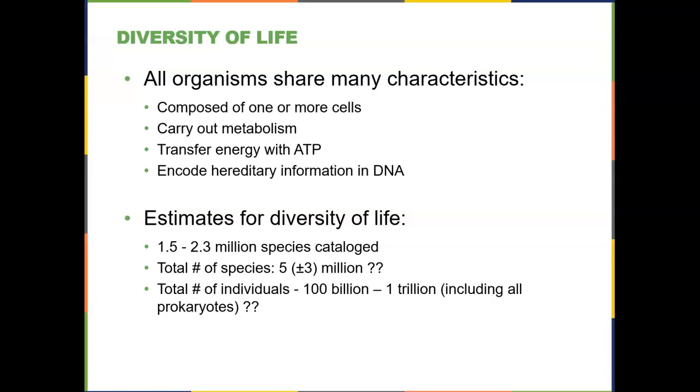Now, how diverse is life on Earth? We know that there's about 1.5 to 2.3 million species that have been identified. But is that the total number of species? No. We think there's probably 5 million or even more species out there, many of which we don't even know about yet. So if there's that many species, how many individuals? Well, we think that the total number of individuals could top 100 billion or even 1 trillion when we think about how many different individual organisms there are.